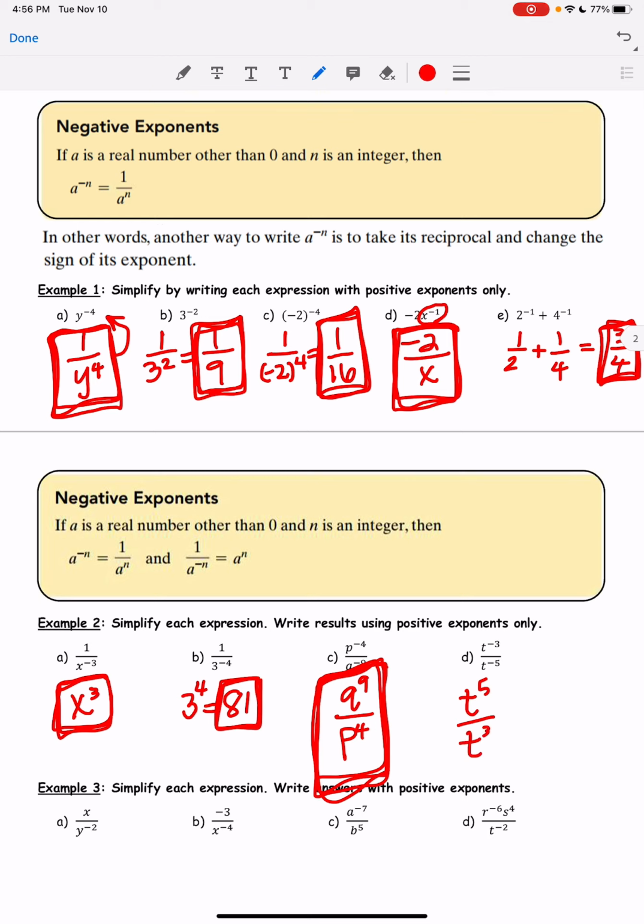Now, this one, I can simplify more. Remember, if you have the same variable written twice, that's not fully simplified. We were simplified on C because you had a base of Q and a base of P. But here when I have the same bases, we're going to subtract. And so 5 minus 3 becomes t squared.